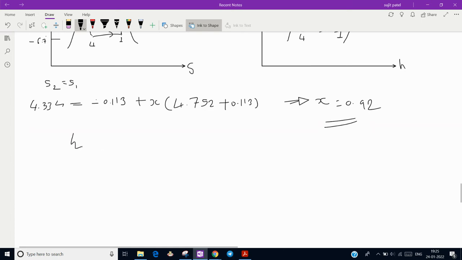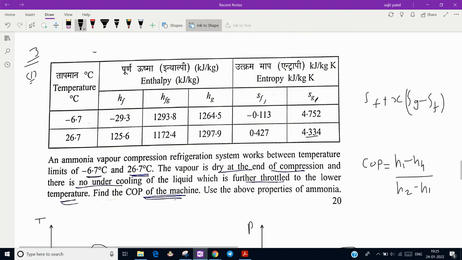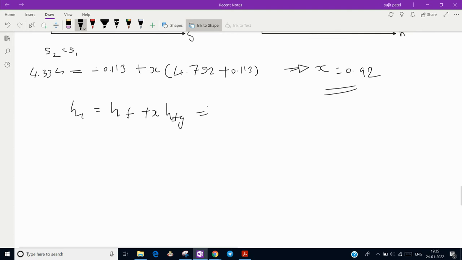So now we can find the enthalpy at point 1, that is HF plus X into HFG. HF is what? At minus 6.7 degrees Celsius, minus 29.3, and HFG value is also given, 1293.8. So when you put minus 29.3 plus 0.92 into 1293.8, you will get enthalpy of point 1, H1, is equal to 1160.99 kilojoule per kg.